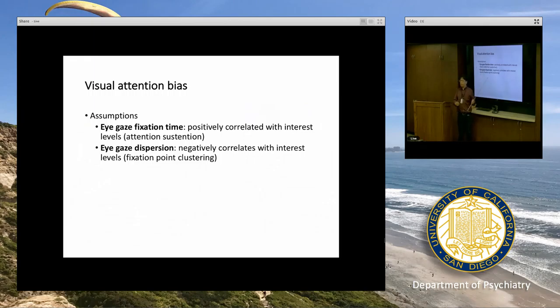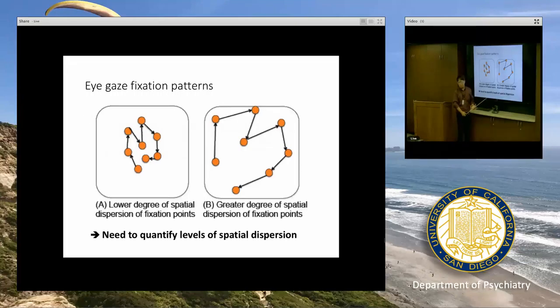But in terms of the fixation time, we can also measure the eye gaze dispersion, not just how long they view a particular face, but also how their eye gaze moves around. Using a spatial statistical technique, we can understand whether those eye gaze points are clustered, even though they spend the same time, like these two persons, who might spend the same time. Each dot represents an eye gaze fixation point.